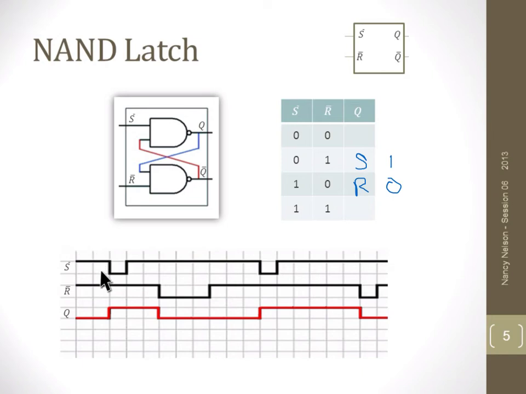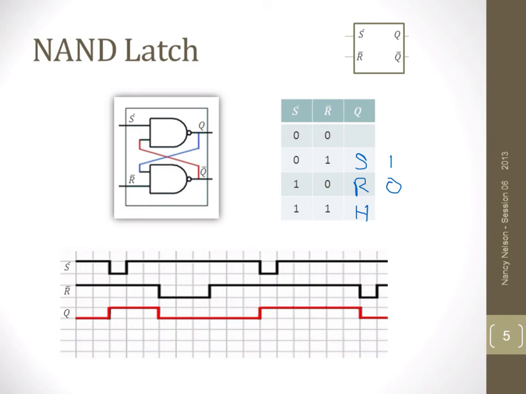Now, in between, when both are inactive, so we have a case here, here, again here, again here, and then a short one at the end. In each of those cases, both S and R are inactive, so they're both in their resting state of 1. What that means is our output is going to hold whatever value it had before. So the latch is going to maintain the 1 that we had here, the 0 that we had here, the 1 that we had here, the 0 that we had here.